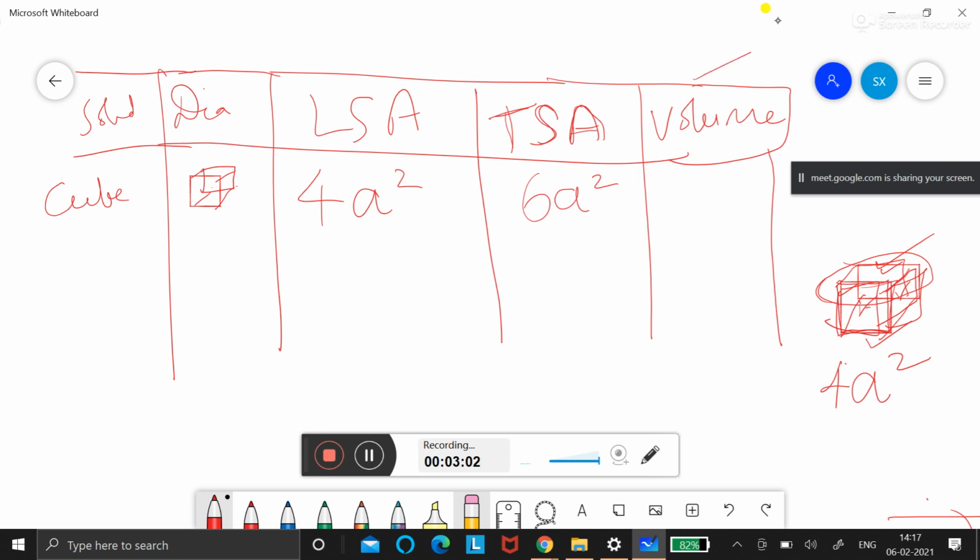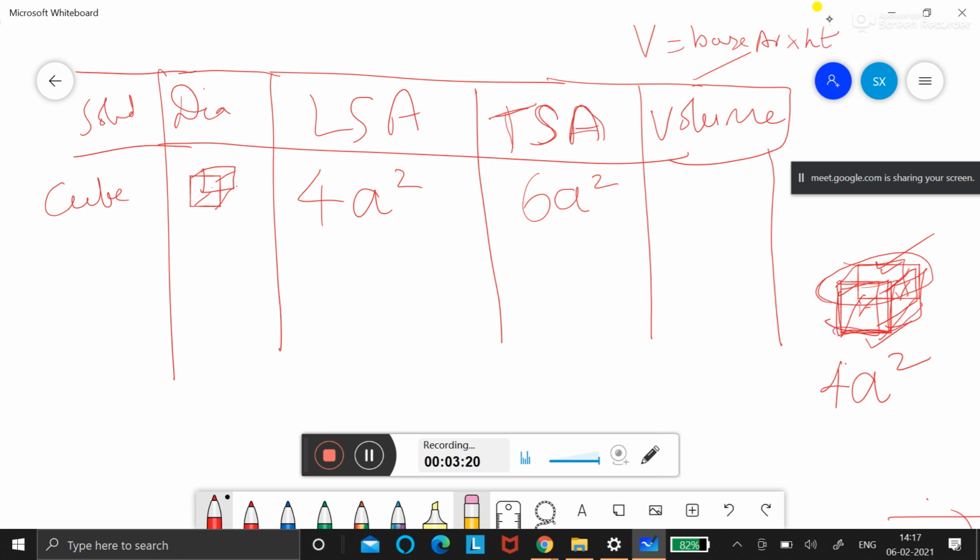Okay, then go to volume. Volume is nothing but the capacity, how much air it can hold. Or suppose you take a cuboid, how much water you can fill in that capacity. So the volume formula is base area into height. What is the volume formula? Base area into height.